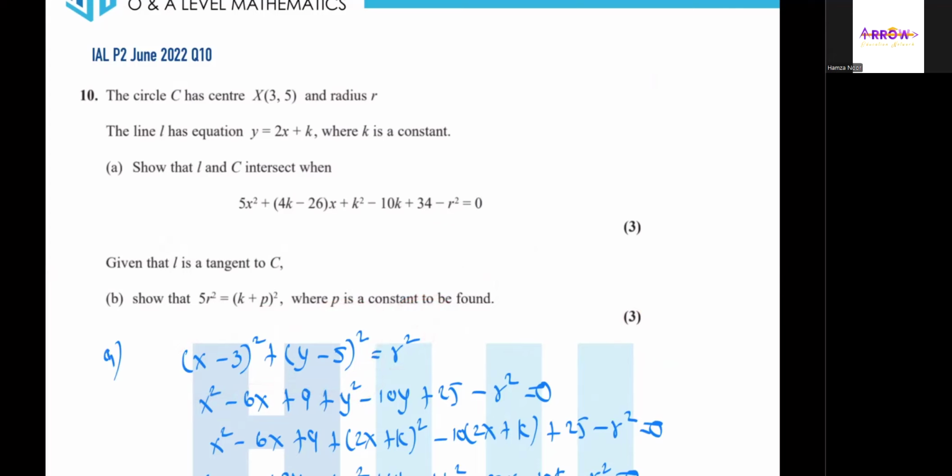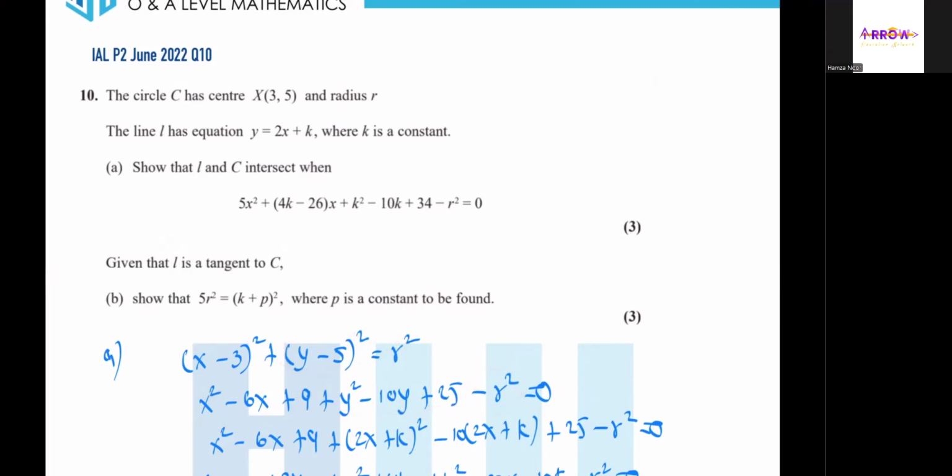So what I'm going to do, I'm going to expand these. So (x - 3)² expanded gives you x² - 6x + 9. And when you expand (y - 5)², you get y² - 10y + 25. And I have shifted this r² on the left hand side of the equation. So minus r², and this whole thing is equal to 0.